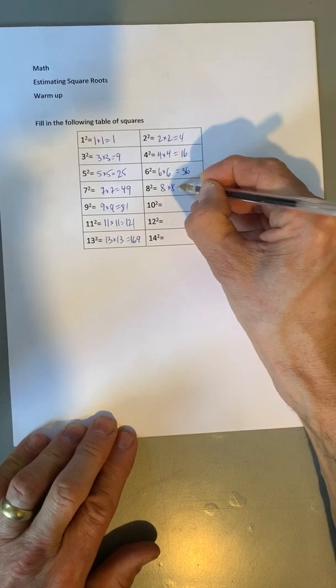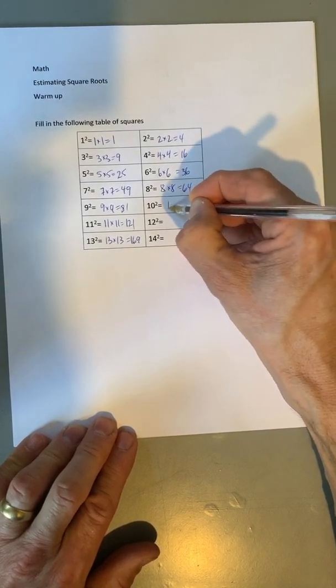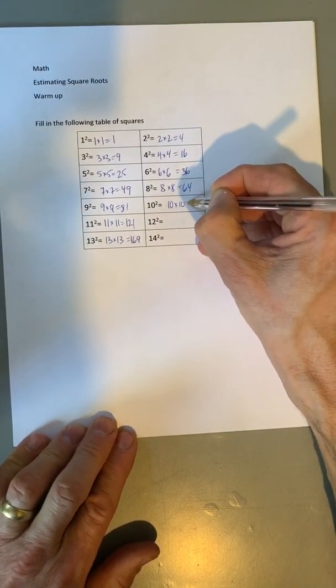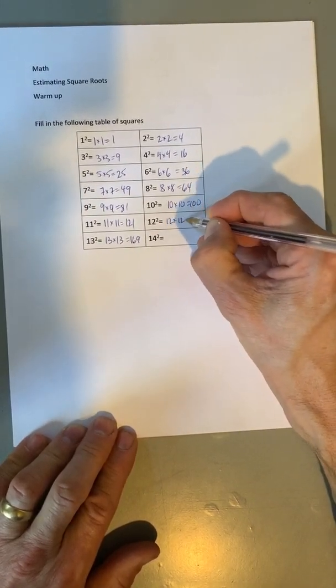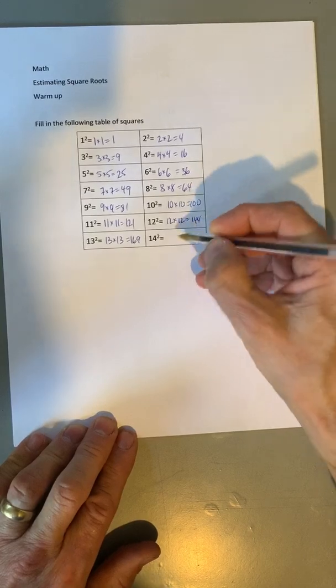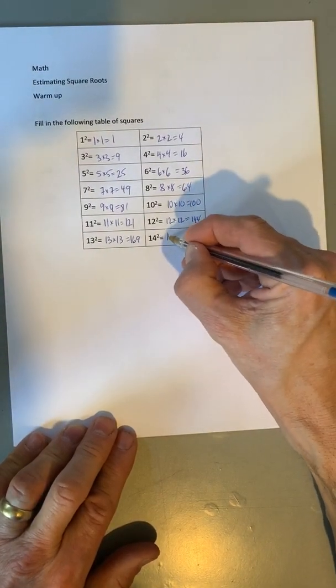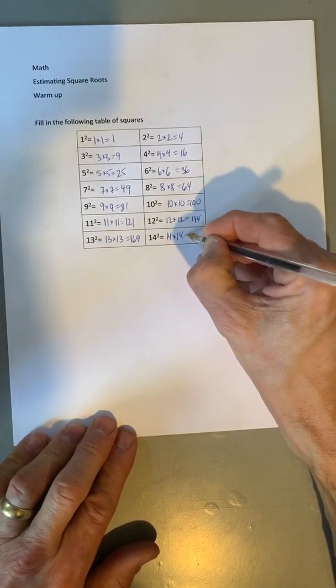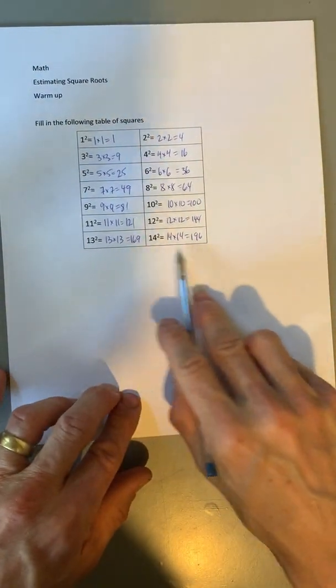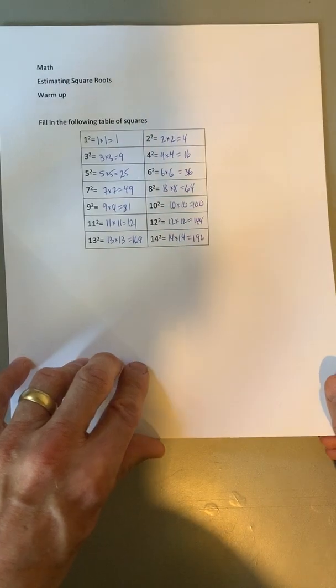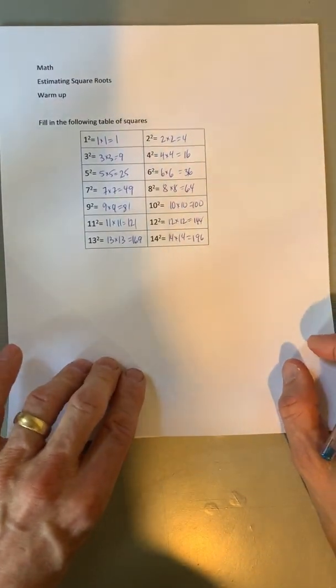8 times 8 is 64. 10 times 10 is 100. 12 times 12 is 144. And then lastly, 14 times 14 is 196. Now, if it takes you a moment to do those last two, 13 and 14, that's okay. It's always good to stretch your abilities.